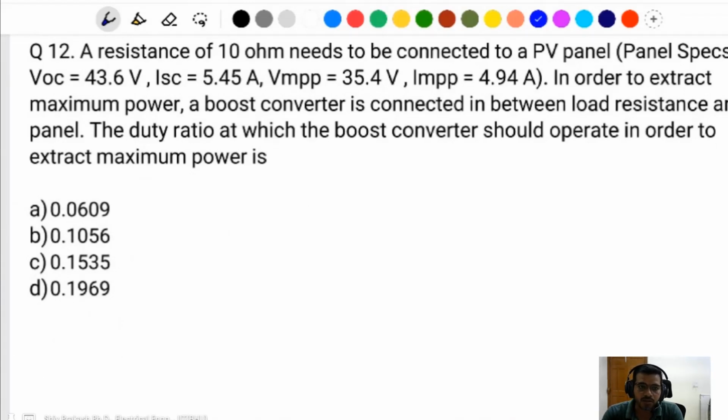Then they ask about the duty cycle because the load is fixed. In the previous question they were asking about the load resistance, but here the load resistance is fixed at 10 ohm only. Then what is the duty ratio to get the maximum power point? By the duty ratio, you can change the load resistance seen by the source to match the source resistance.